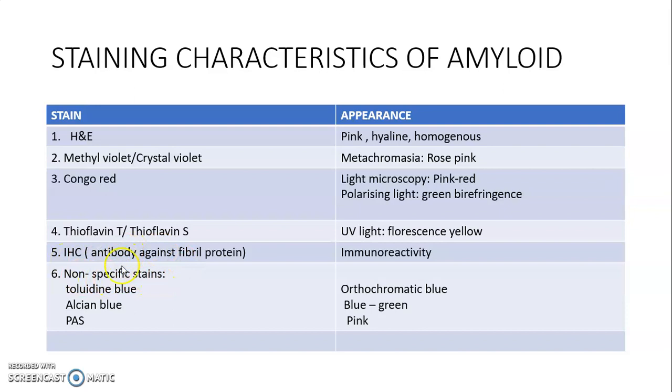Other stains used are toluidine blue, which will impart orthochromatic blue color to the amyloid, Alcian blue, that will give blue-green color, and periodic acid Schiff will give pink color to the amyloid. So the stains which can be used for amyloid appreciation are H&E stain, methyl violet or crystal violet, third is Congo red stain, thioflavin T, thioflavin S, IHC, toluidine blue, Alcian blue and PAS.